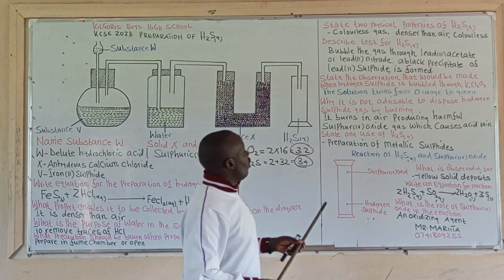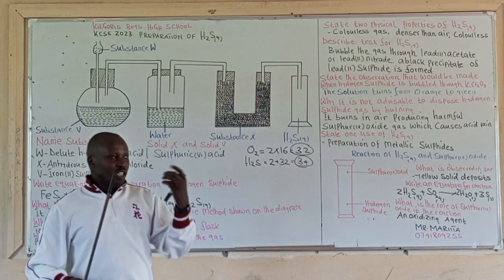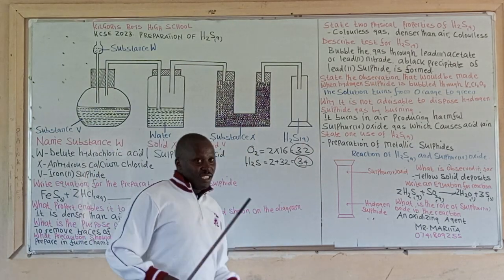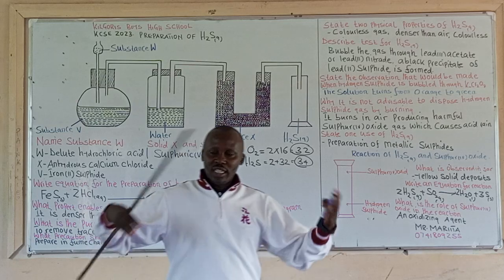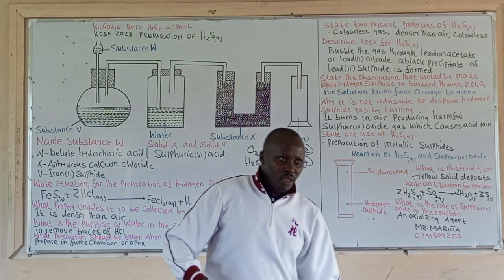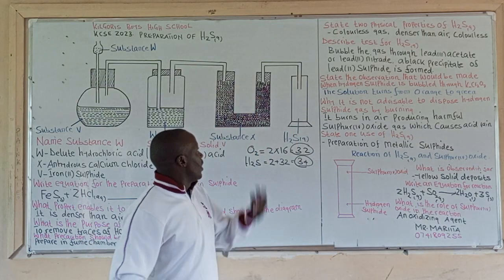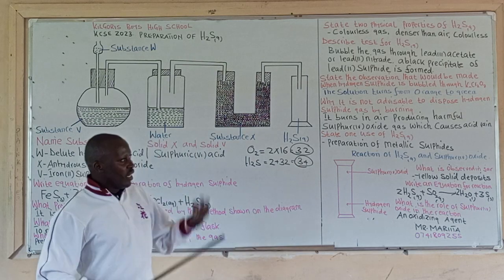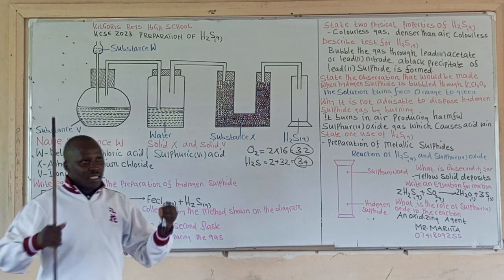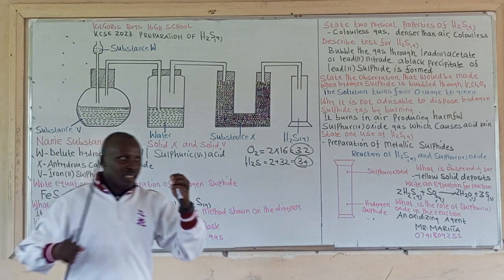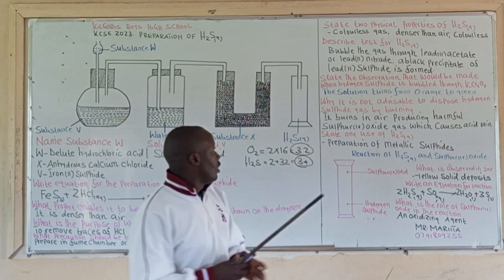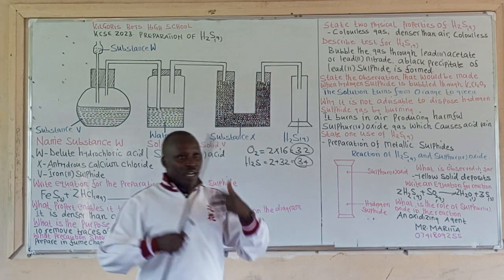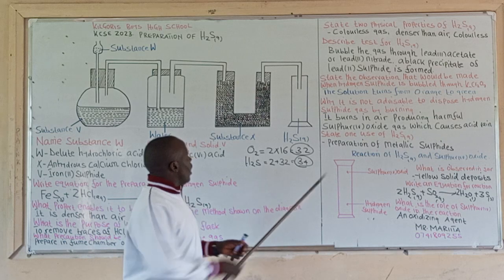State two physical properties of hydrogen sulfide gas. You just say that the gas is denser than air, and when it's collected by the downward delivery or the upward displacement of air, it is colorless. It also has the characteristic rotten egg smell. So we have that characteristic of a rotten smell.